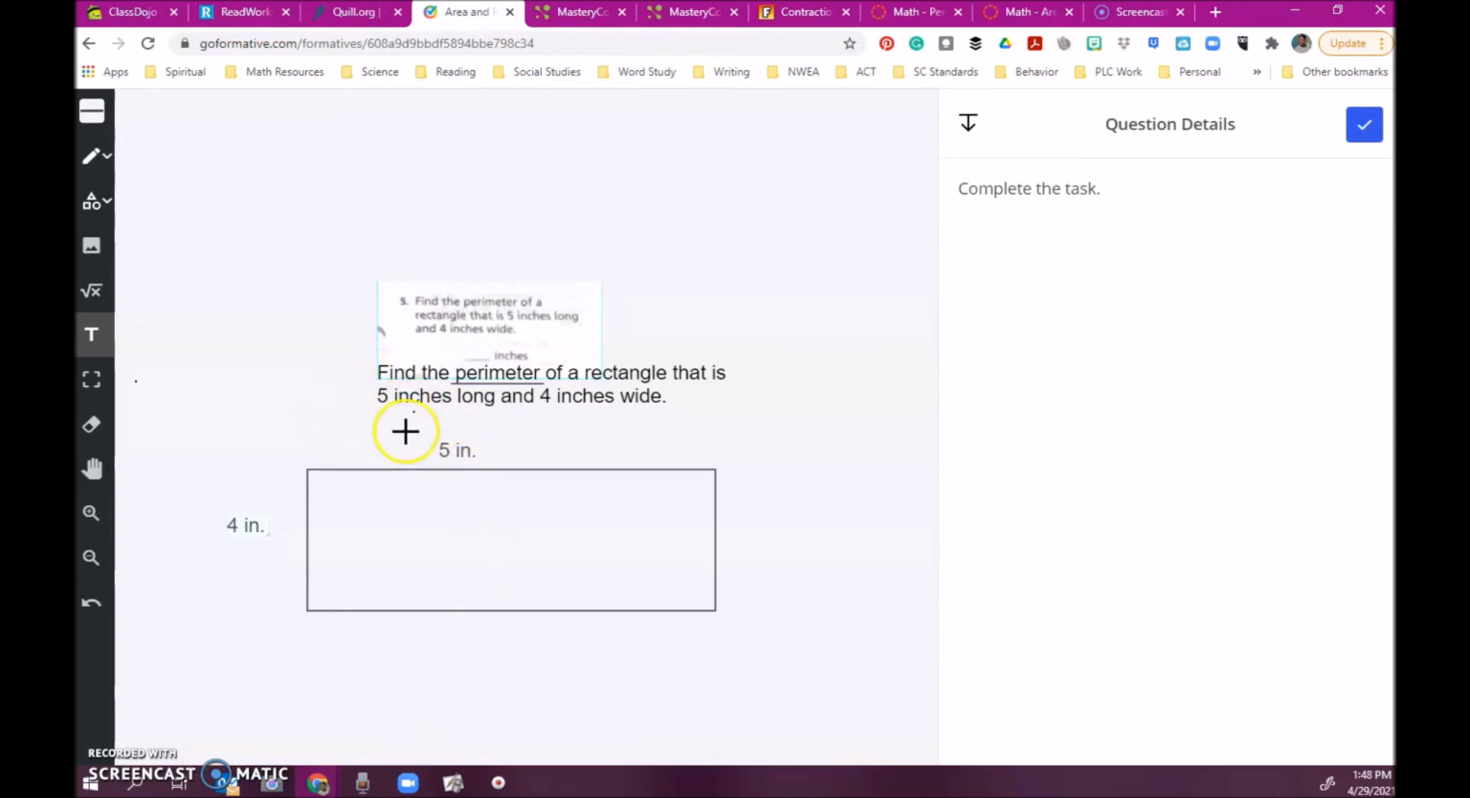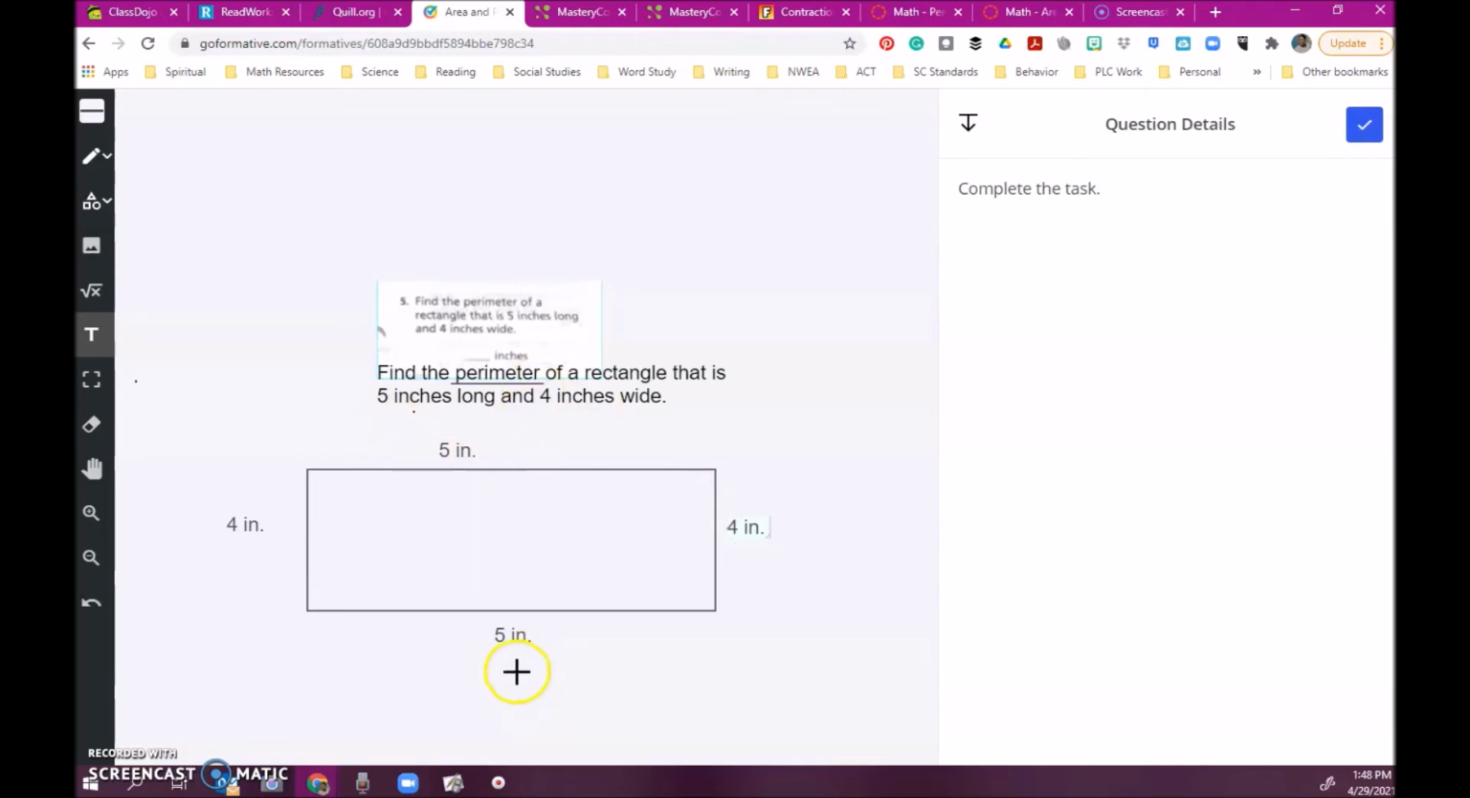What we do know is that if this side is 5 inches, the opposite side is also what? Good. It is also 5 inches. And if this side is 4 inches, the opposite side is congruent. It's going to be also 4 inches. Very good. It's equal and congruent. So now we have all 4 measurements for a 4-sided quadrilateral shape, and we can add them up.